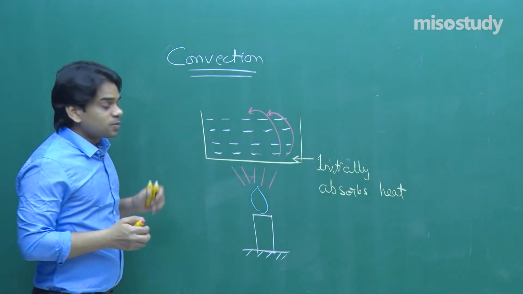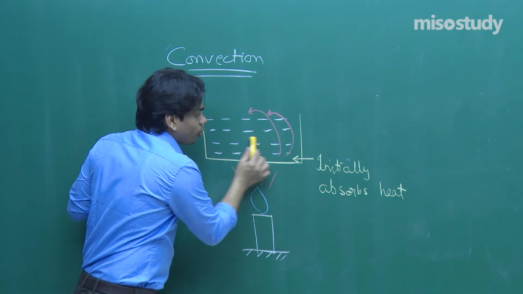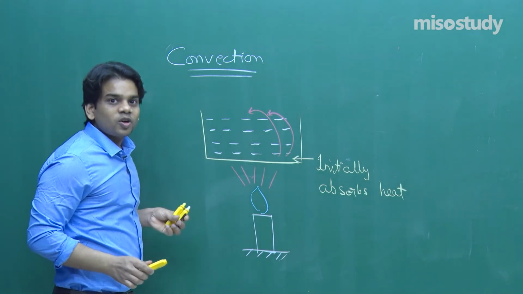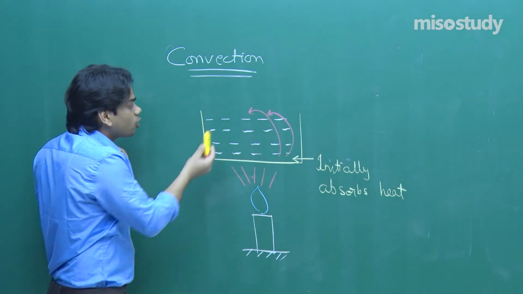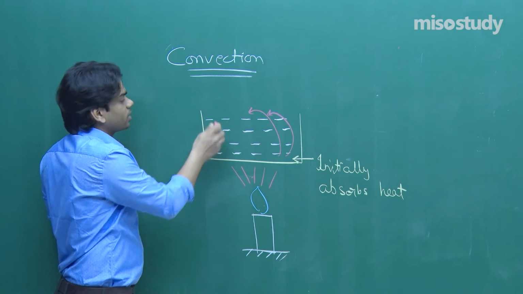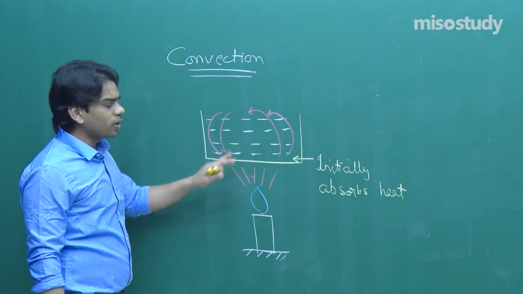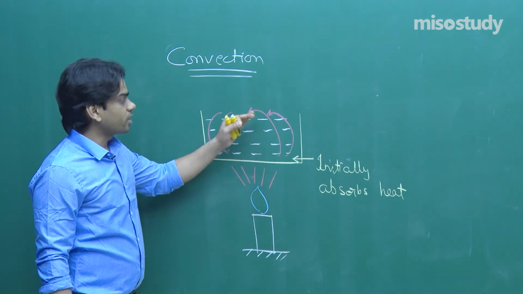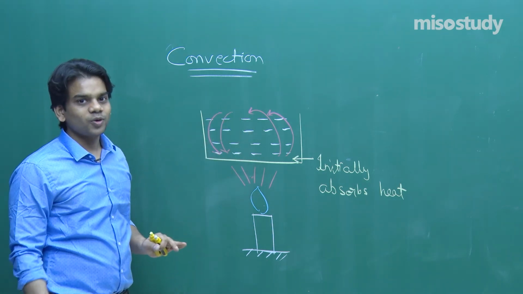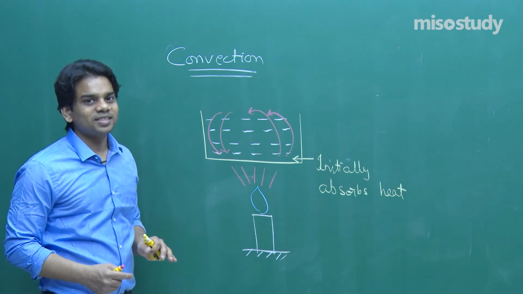There will be a space that will be created here. To fill up this space, the colder water from the top is going to come down. Warm water went up, cold water came down. So a convectional current is being set up here.